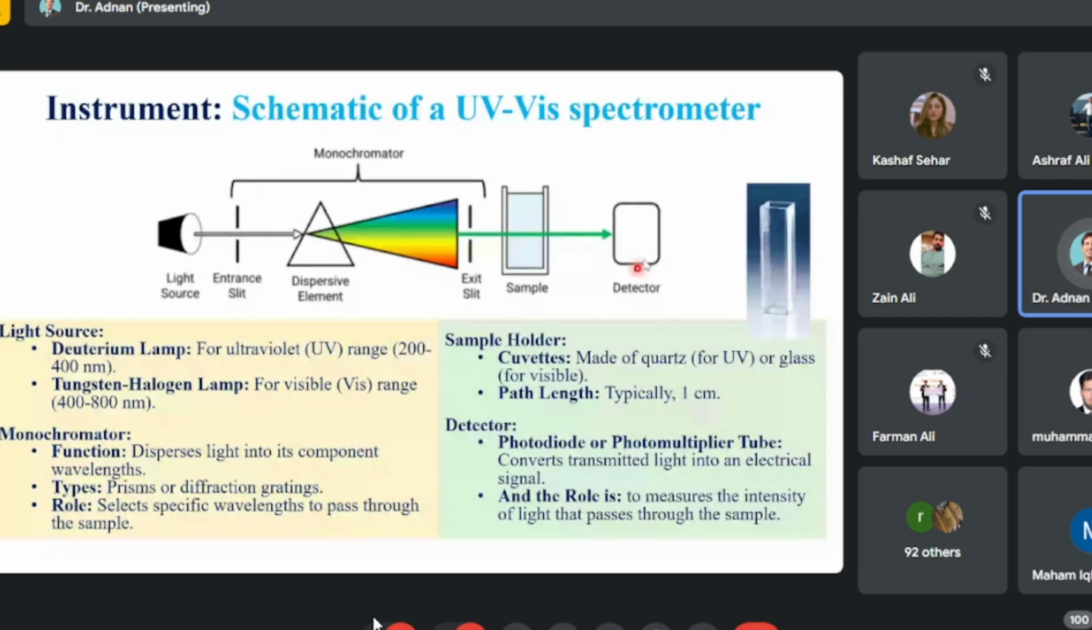Then the last part is the detector. That is a photodiode or photomultiplier tube; it can be of two types. The function of this part of the spectrophotometer is that it converts transmitted light into electrical signals, to measure the intensity of light that passes through the sample.